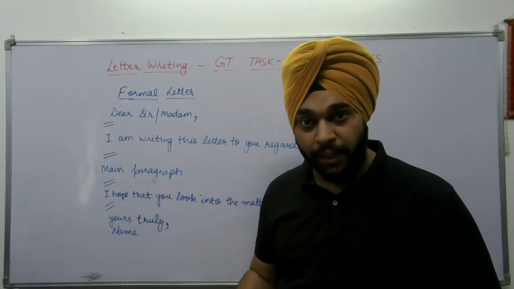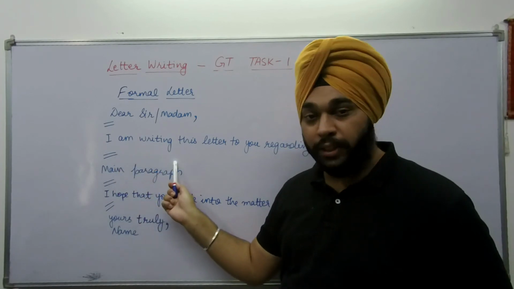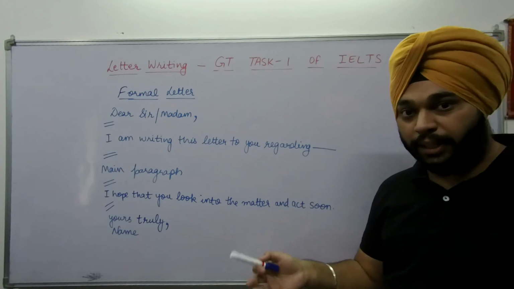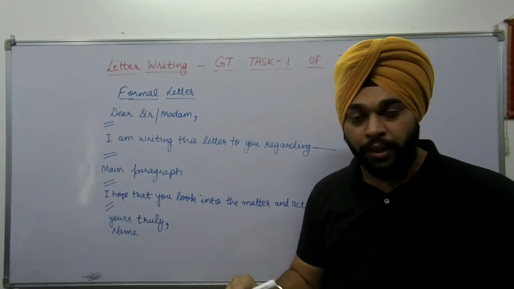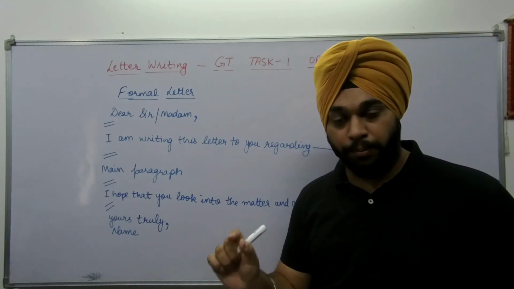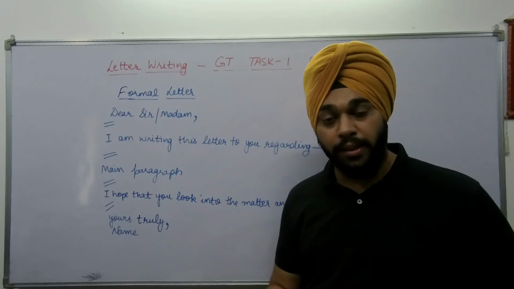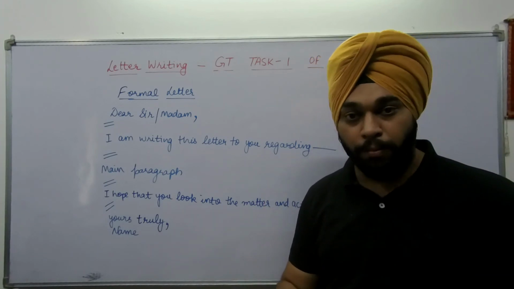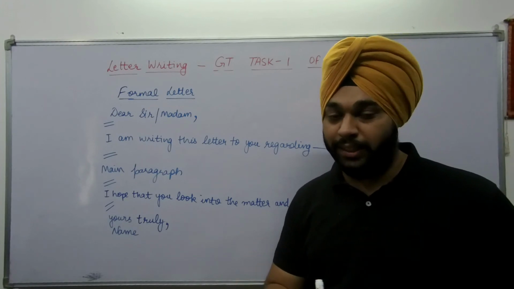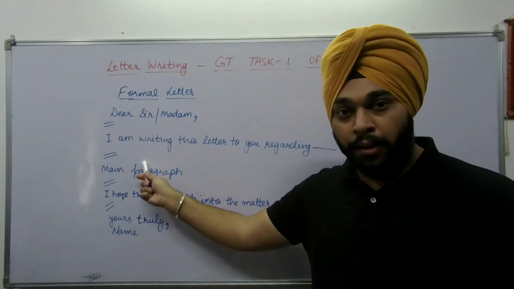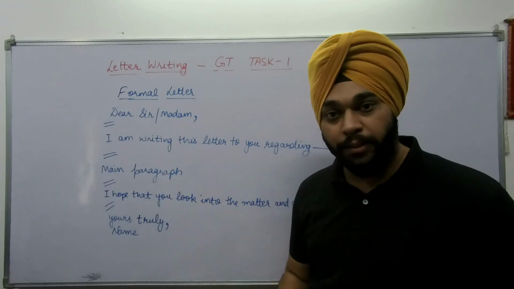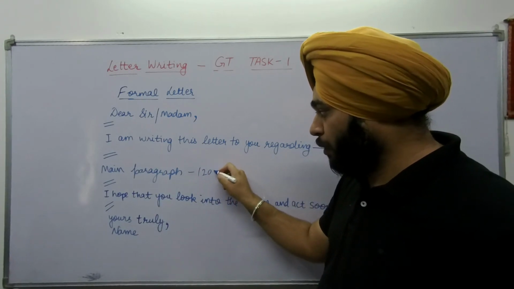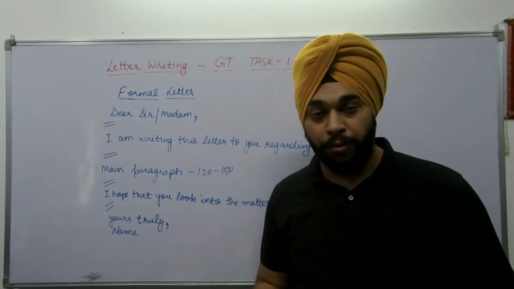Then you leave a line, and then you start your introduction with this: I am writing this letter to you regarding. And then after regarding, you must mention the main subject of the letter, the reason of you writing this letter, in 2 to 3 lines, not more than that. Your introduction mustn't exceed 30 words. Once your introduction is over, you again leave a line, and then you write your main para, and in main para again you have to write 120 to 150 words.